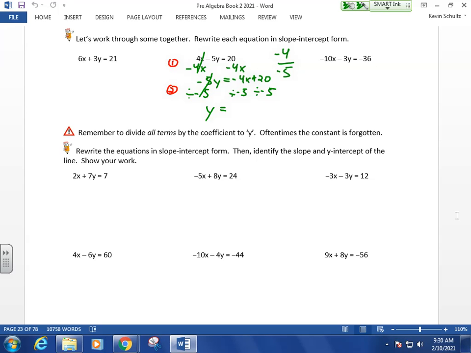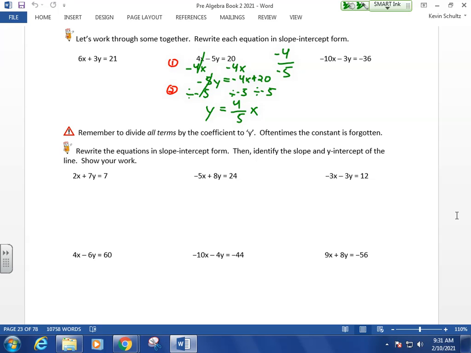Well, what are the numbers 4 divided by 5? Is there any factor you can pull out of there? No. So the 4 and the 5 will stay. And what happens with the two signs? Negative divided by a negative is a positive. So negative 4 divided by negative 5 is simply going to be positive 4/5. Right? And we want that to be a fraction because that is our slope.